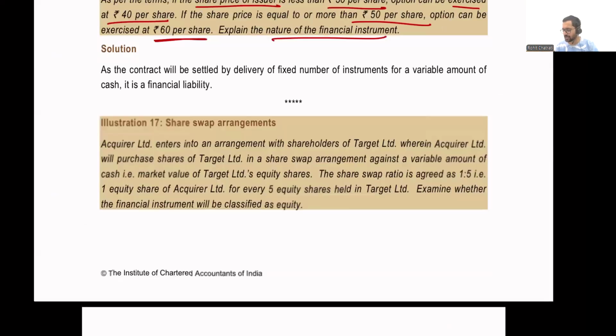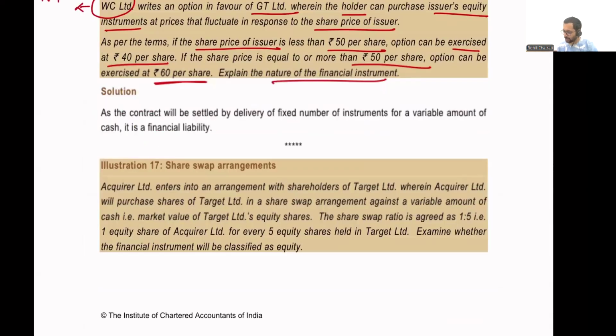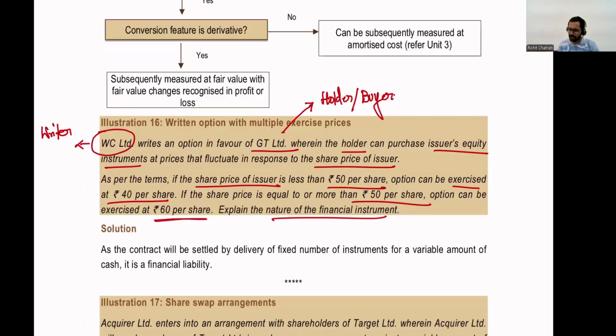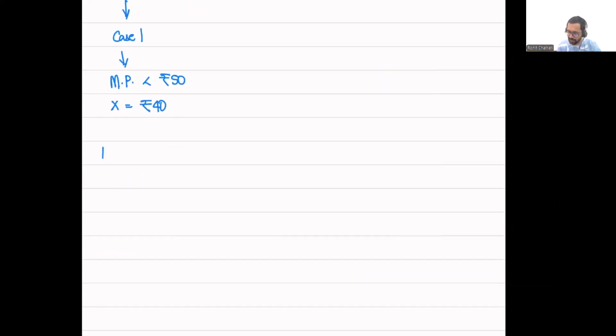Now let's actually understand this a little more in detail. Case 1 is if the share price is less than 50. The market price, I'm calling it MP, let us say it is less than rupees 50. Then the strike price, the question has mentioned, is going to be regarded as rupees 40. If the share price is less than 50 per share, then the option can be exercised at 40, which means the strike price will be 40. Now, within case 1, I'm actually breaking it further.